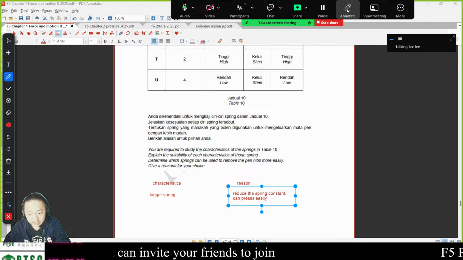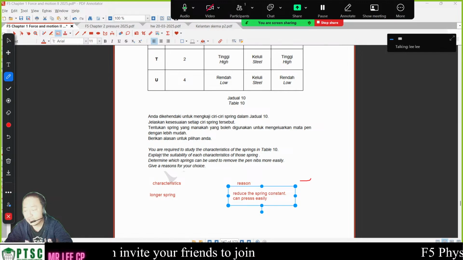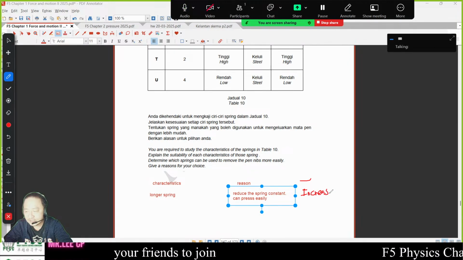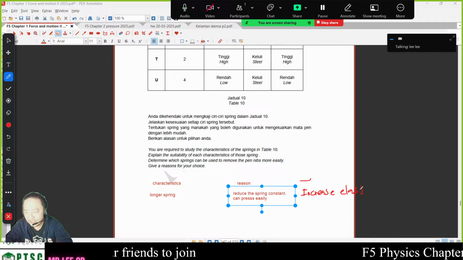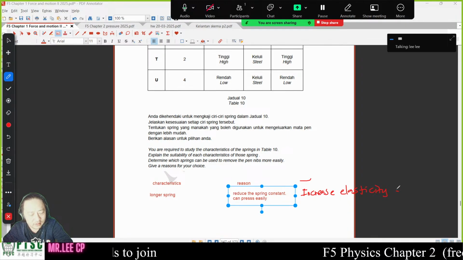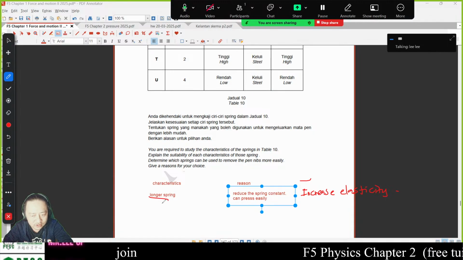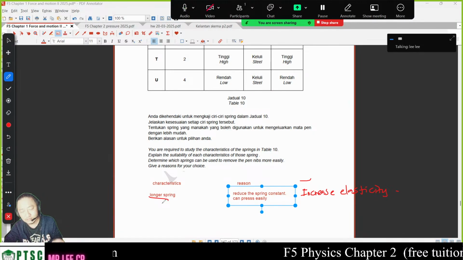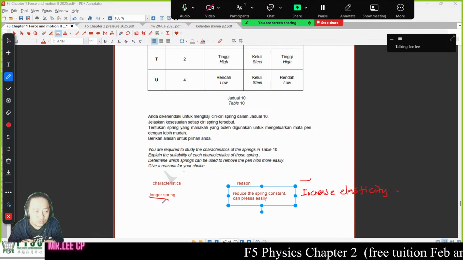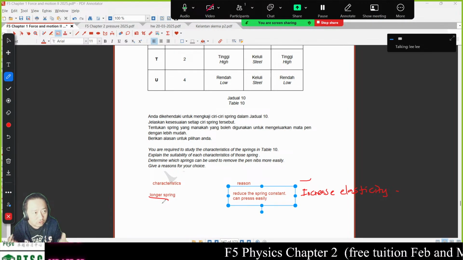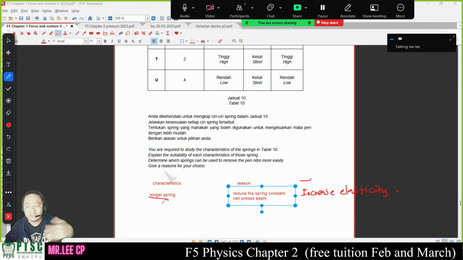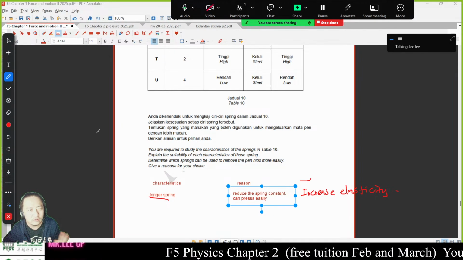Now don't write this. I see some of you write increase elasticity, meaning that if you use a shorter spring, it is not elastic. So what is elastic? I don't care if it is long or short, it is elastic already. Don't say increase the elasticity or more elastic, it has nothing to do with it.